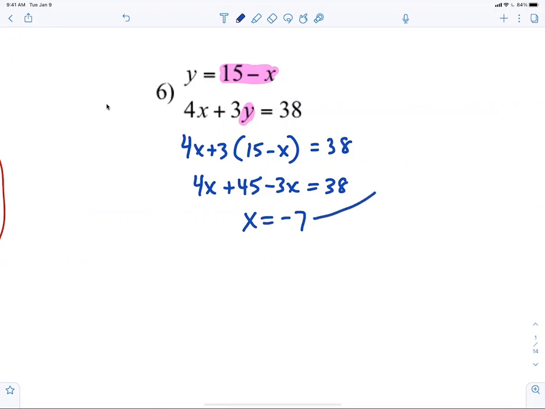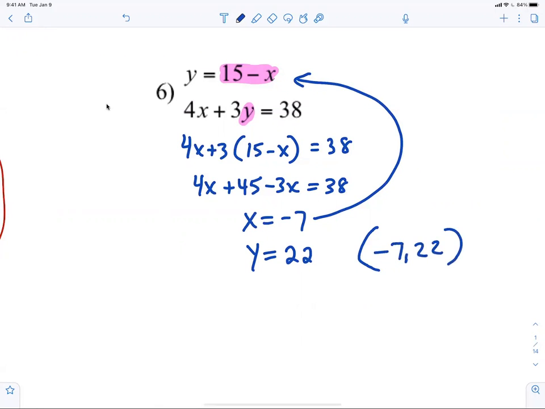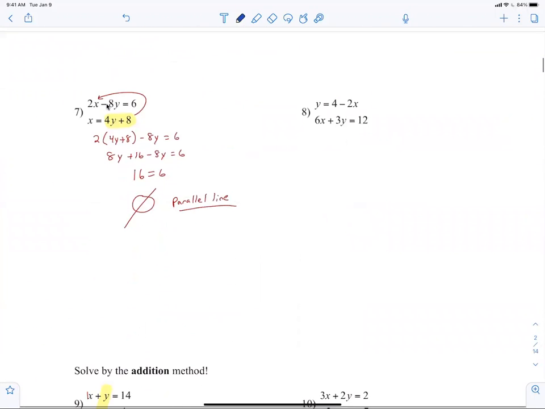And then you have to be careful here plugging it in. So y equals, how much? I think 22. So my answer is actually, what is it? Yeah, -7, 22. Everybody okay with that? All right, now let's knock out 8.